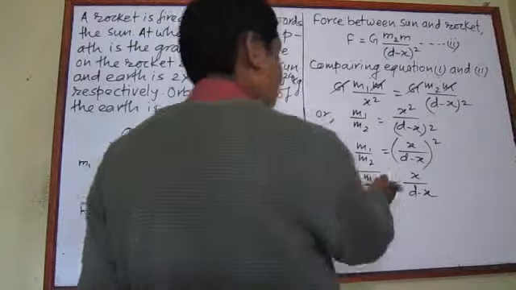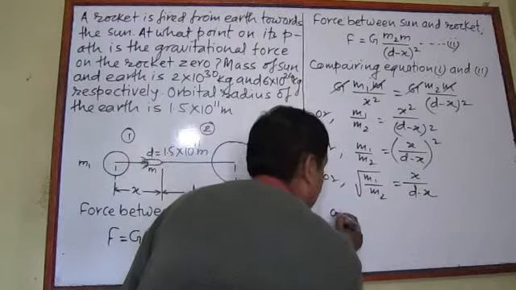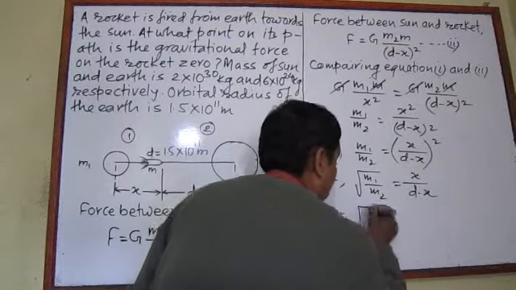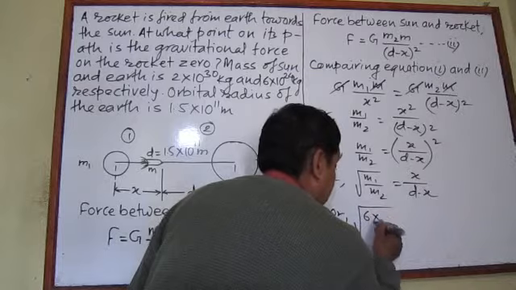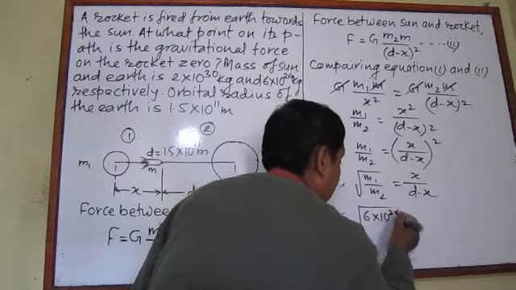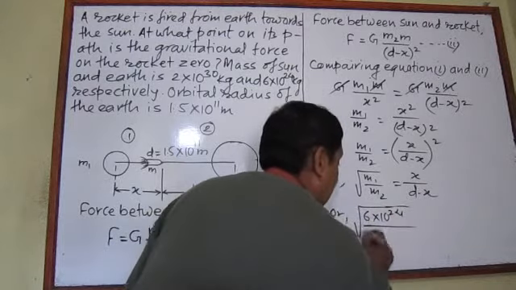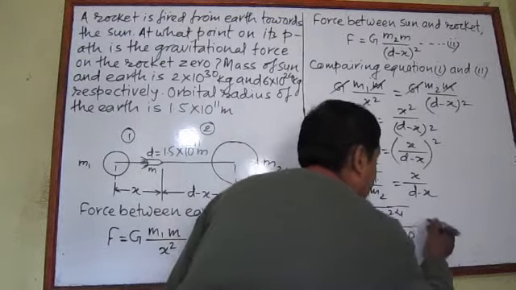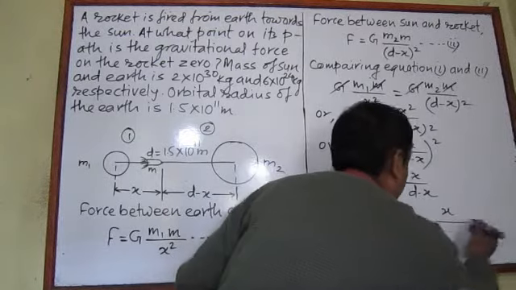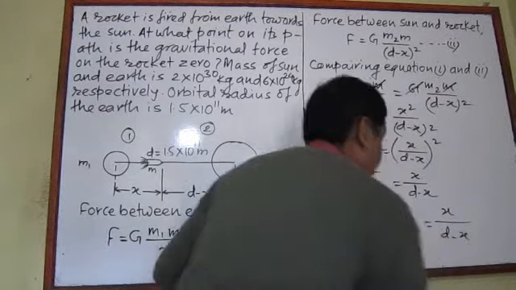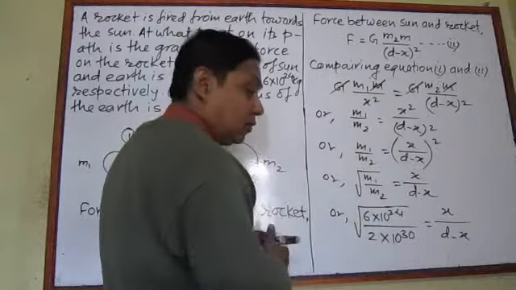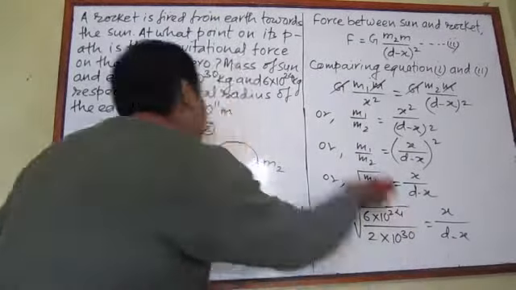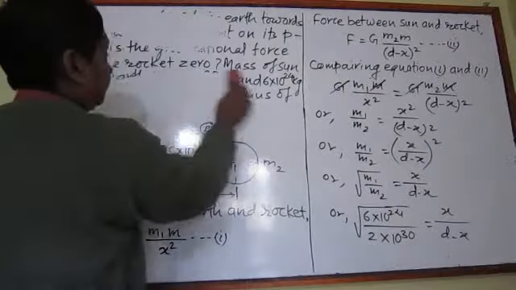Now I want to put the values. This m1 is the mass of Earth, so its value is 6 into 10 to the power 24. And m2 is the mass of Sun. Its value is 2 into 10 to the power 30. And this is equal to x upon d minus x. I want to put the value of d also. Let's come to this place.